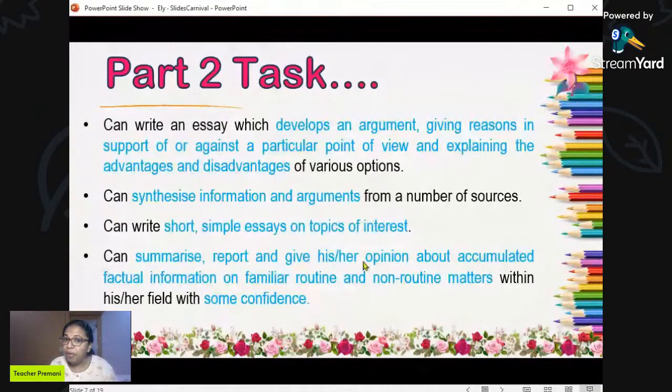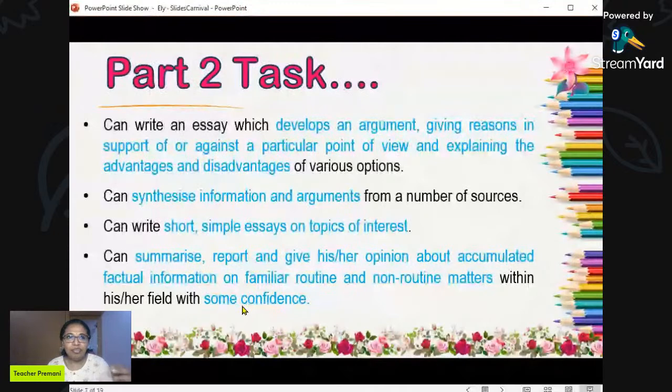Okay, and then you can summarize or report the fact by giving an opinion about accumulated factual information on familiar, routine or non-routine matters. It means something that you know, around your understanding, with some confidence. Okay, teacher, how are they going to see my confidence in my essay? We can, because it's from the kind of sentences you write.